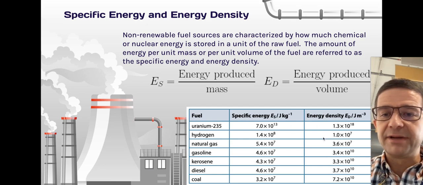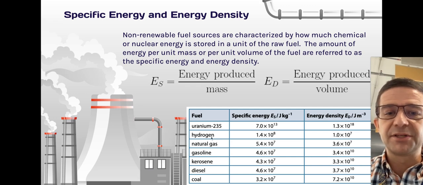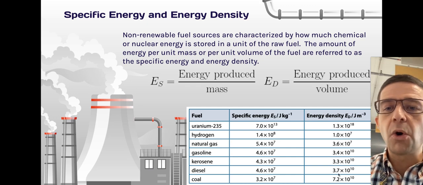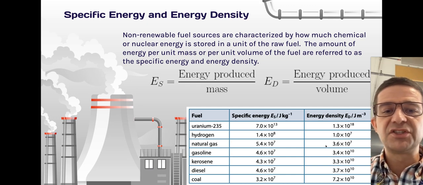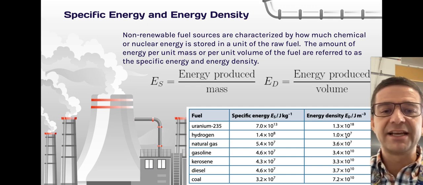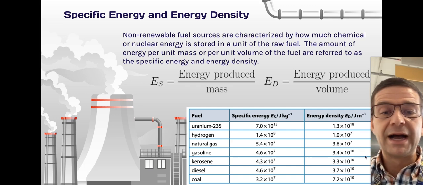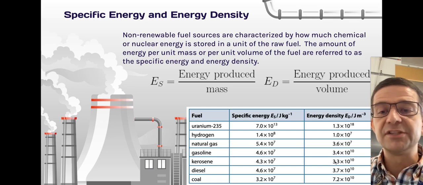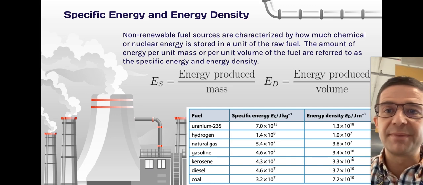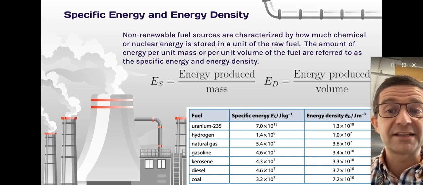On the other hand, we can take a look at the energy density and the big discrepancy that we see here between hydrogen and natural gas, and gasoline, kerosene, diesel, and coal is, of course, that these two are gases, and so they have much less energy per cubic meter than the solids or liquids, and that's just primarily because they have a much lower density as gases.